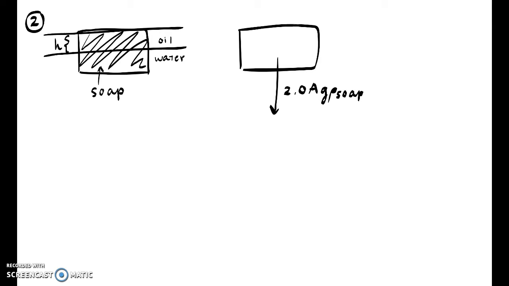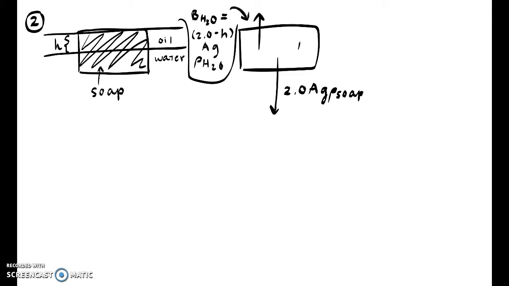But now we also have two buoyancy forces. We have the buoyancy force of water. This is the buoyancy force of water, and that is equal to not 1.5 times A, because now we don't know how much of the bar is in the water. We have 2.0 minus H times A times G times the density of water. We also have the buoyancy force of the oil that the oil exerts upon the soap. In this case, it's H times A times G times the density of the oil.